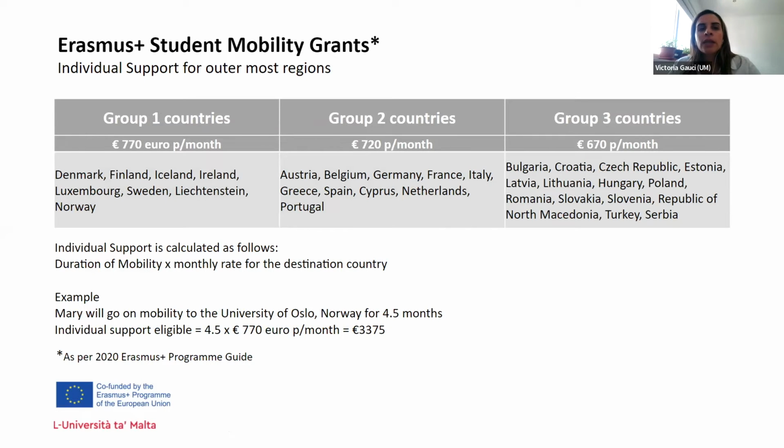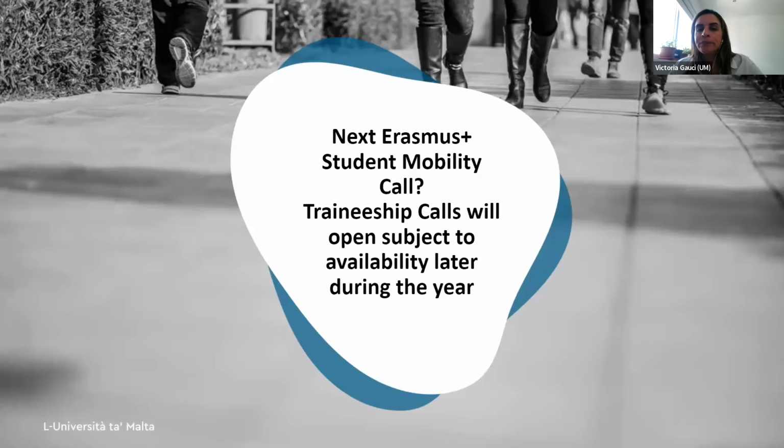These are the grants provided to students. Again, we'll see the same concept of having the different countries split into different groups depending on the cost of living at the destination country. And then depending on the duration, so for students it's generally longer. We're looking at 2 to 4 months generally in terms of duration, and then the rate is multiplied by the duration.